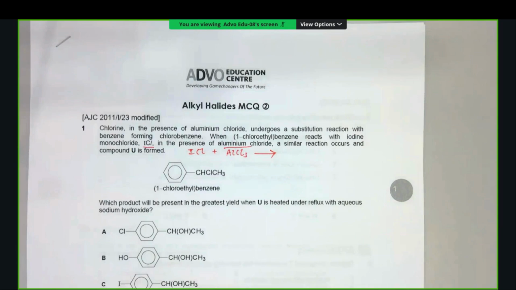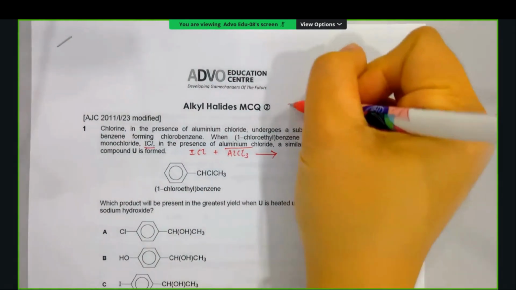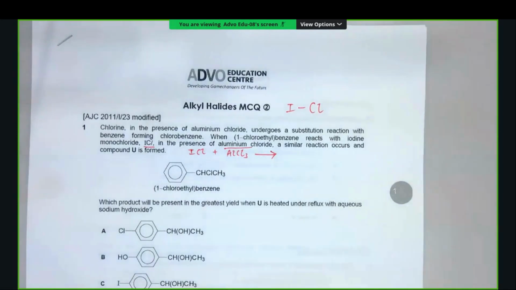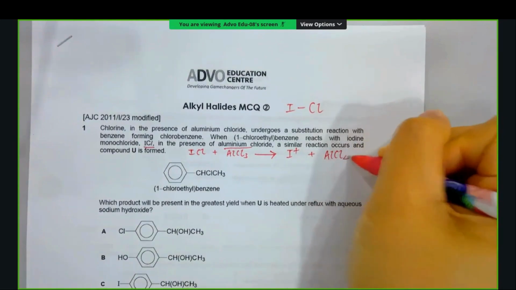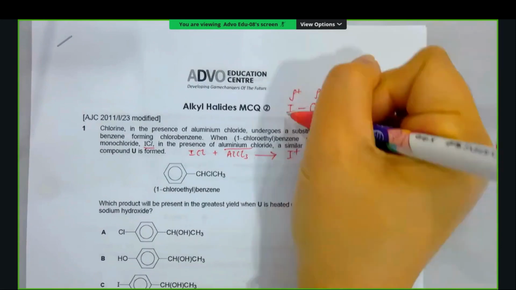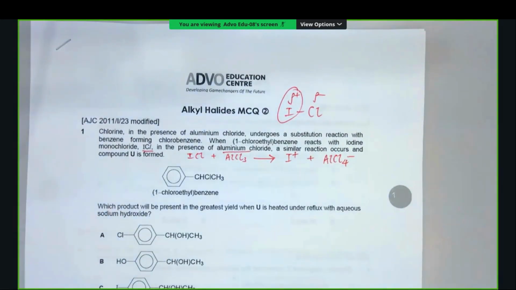I+. Why? Because if you look at it, you draw the I-Cl bond. Someone can help me continue my explanation? Why at the end do you have I+? Cl is more electronegative, the electrons are pulled to Cl. Very good. Cl is more electronegative, which makes your I more electropositive, or we can say less electronegative. So the polarity should be as such over here. So at the end, when you react this with this, the next one will be your arene.